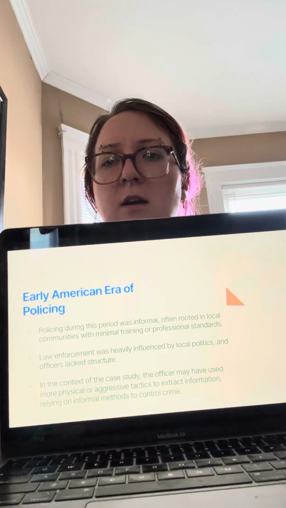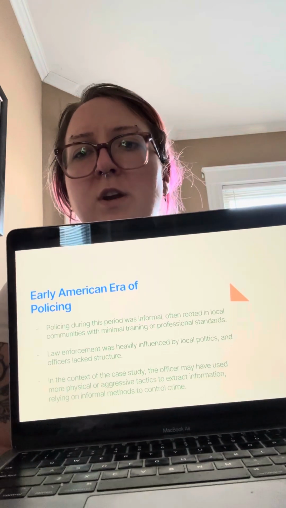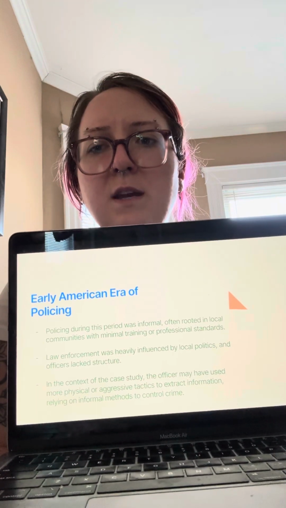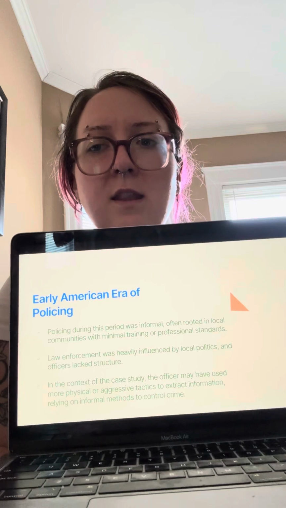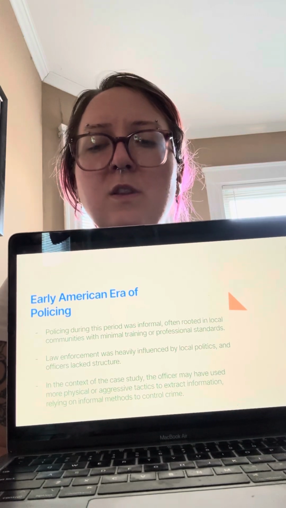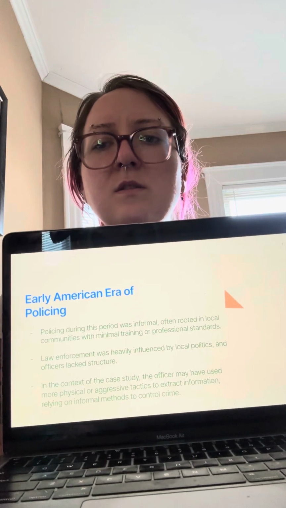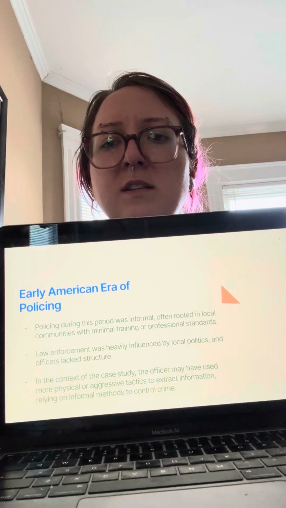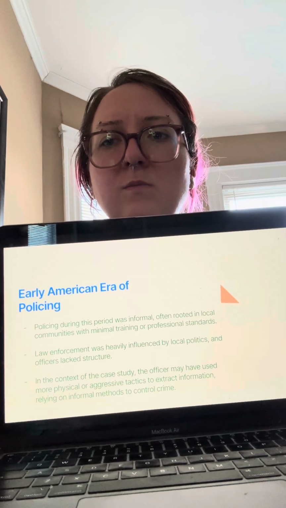In the early American era of policing, officers were often untrained, politically influenced, and had little oversight. If this case study happened then, the officer might have used force or intimidation without legal consequences. There was little concern for suspects' rights, and protecting the community, even through brutal means, was often accepted.